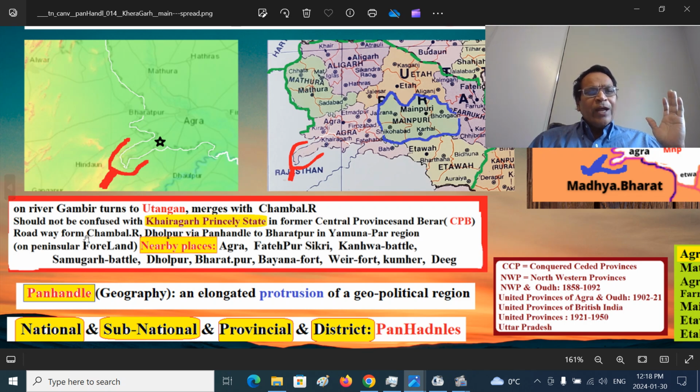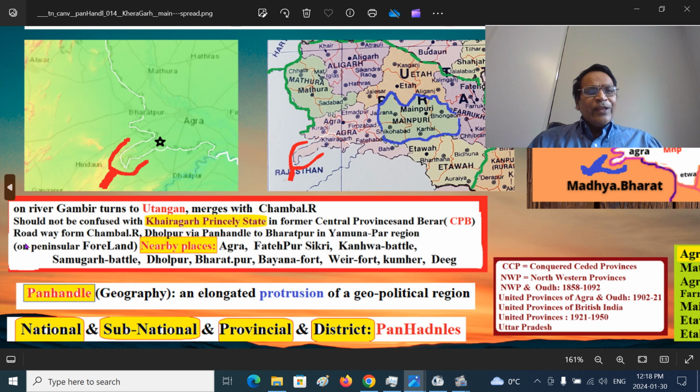It should not be confused with the KheraGarh princely state. That KheraGarh princely state, now a taluk or even district, is in the former Central Provinces and Berar, CPB, whose capital at that time was in Nagpur, that is in the Berar region or Nagpur Vidarbha region. Sometimes the spelling is used in the maps in both ways, and here KheraGarh is used mostly for the Central Provinces. Now in the Chhattisgarh region, E is used, even this map, Muptaya's Oxford map used it. We'll see that difference there.